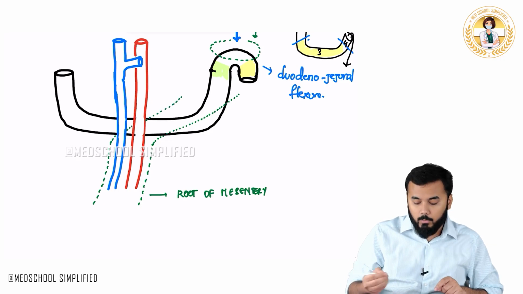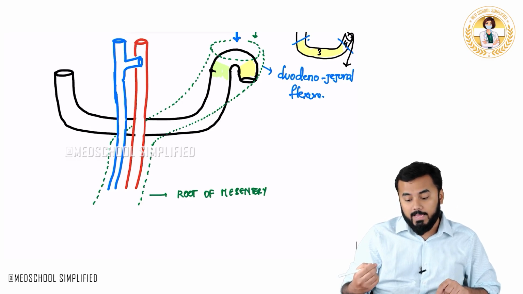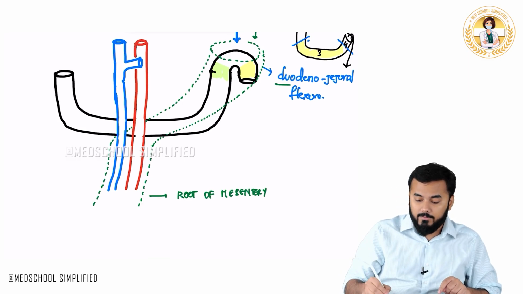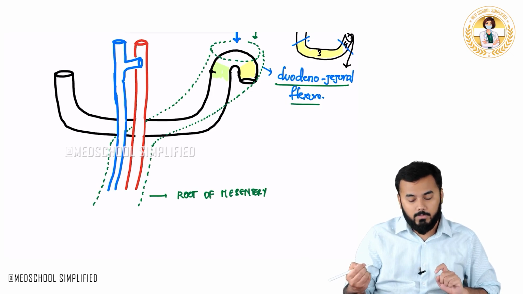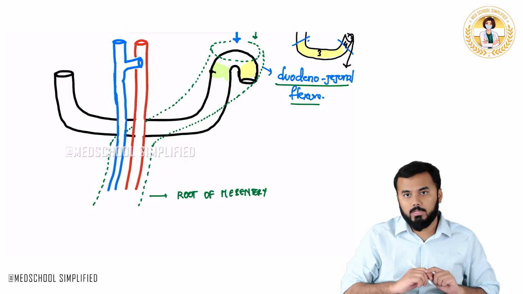Right? It is passing posterior to the third part of the duodenum, and then it is going and joining what? This is going all the way up and joining your peritoneum. Exactly speaking, the peritoneum that is covering the duodenojejunal flexure. Okay, so even the root of mesentery is also located posterior to the third part.